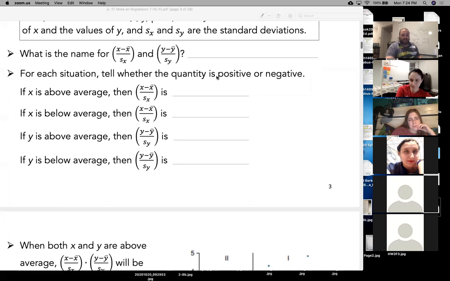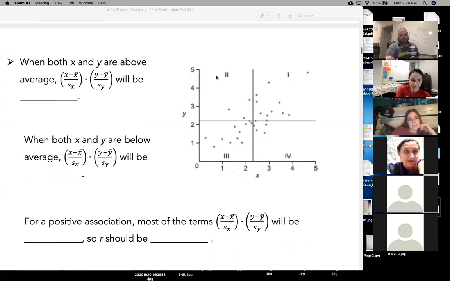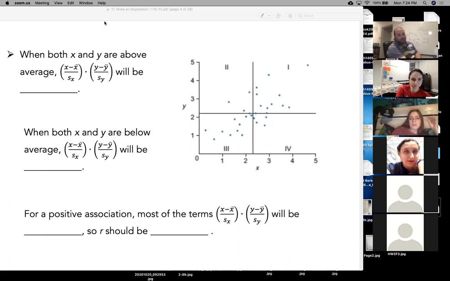So that's what we're doing over here on this slide. When both x and y are above average, the product is going to be what? Positive. When they're both below average, the product is going to be? Negative? Oh, well, when they're both below average, positive again, because negative times negative is a positive.